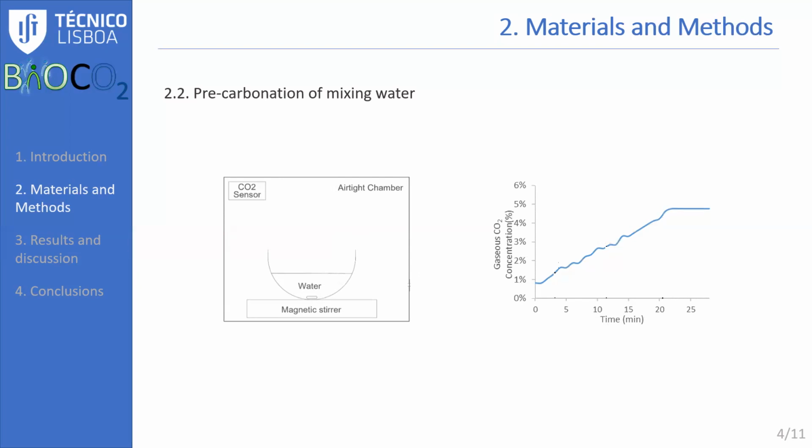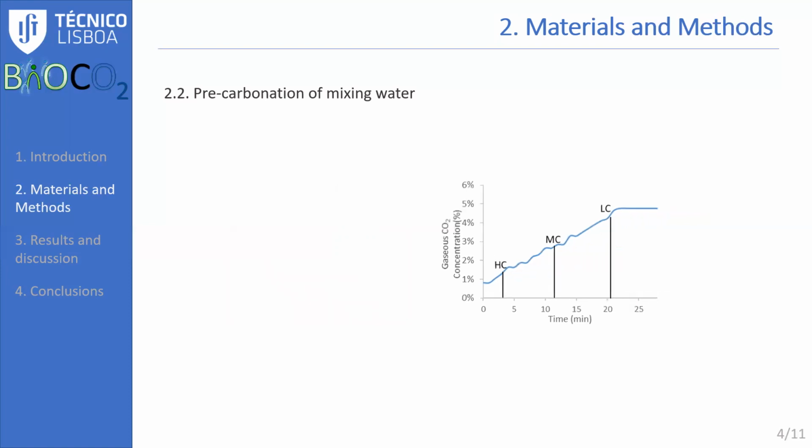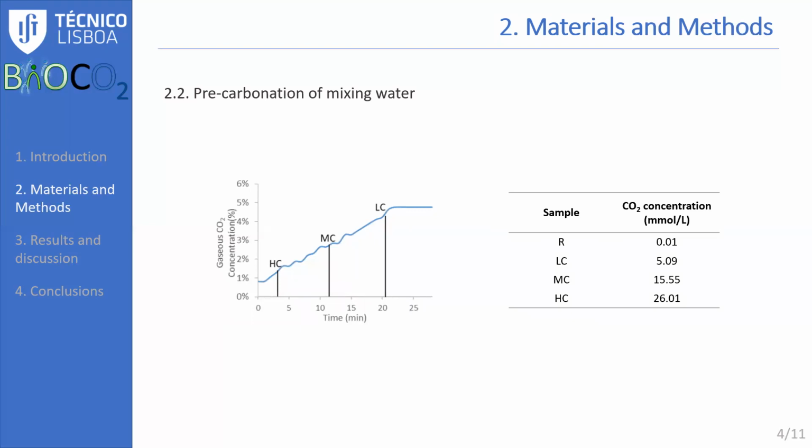Thus, based on this plot of the CO2 concentration in the chamber environment over time, we were able to define 3 levels of carbonated water based on the waiting time before the usage of this water. The first, a high carbonated water with the shortest waiting time. The second, a medium carbonated water with a longer waiting time. And finally, a low carbonated water with the longest waiting time. Finally, the CO2 concentration of each carbonated water was estimated based on Henry's law.